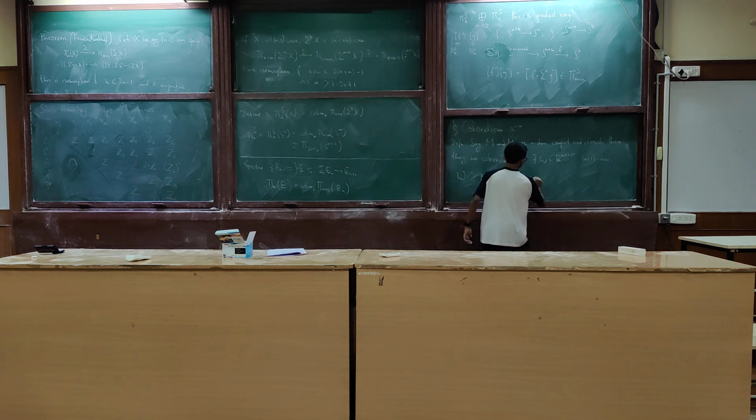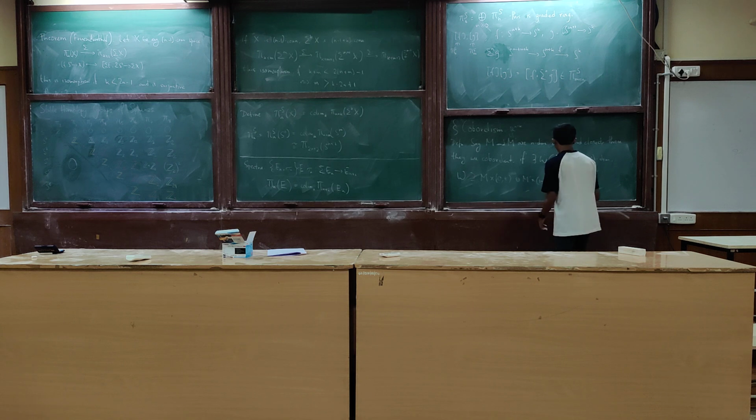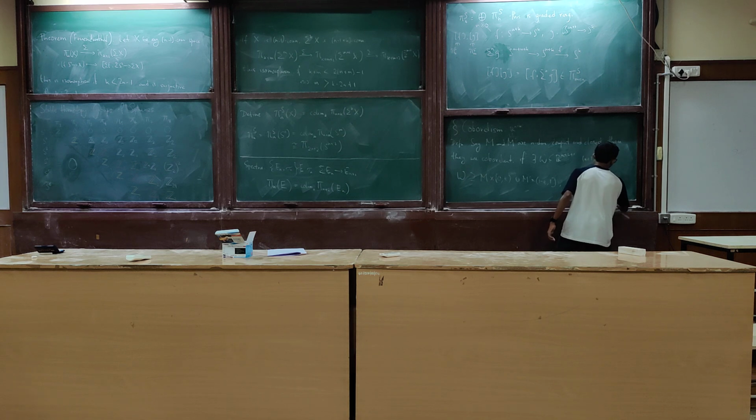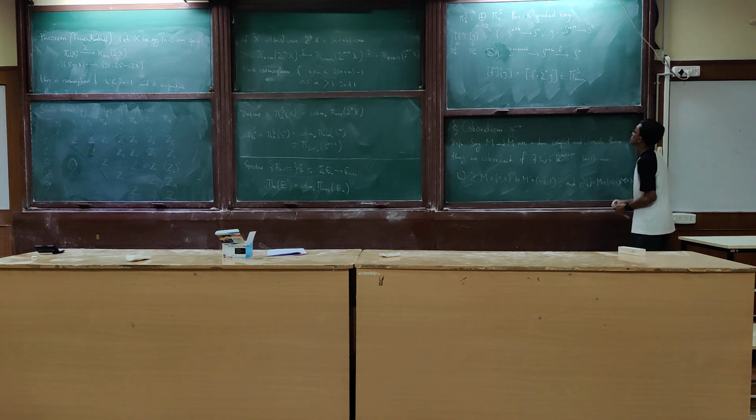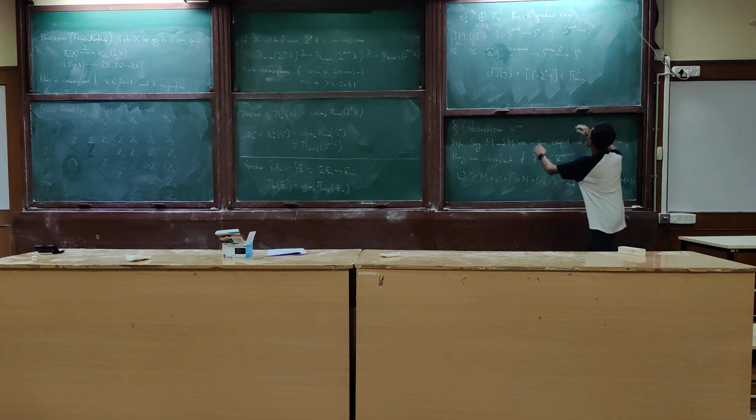So M' for some epsilon greater than 0, and the boundary of W is simply M union M'. So our picture would be this.